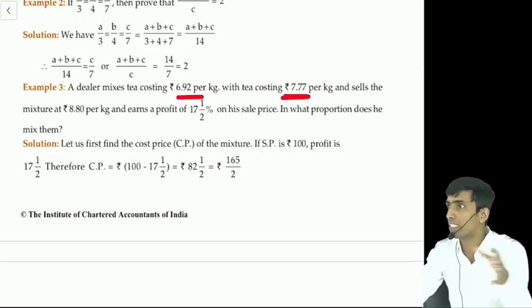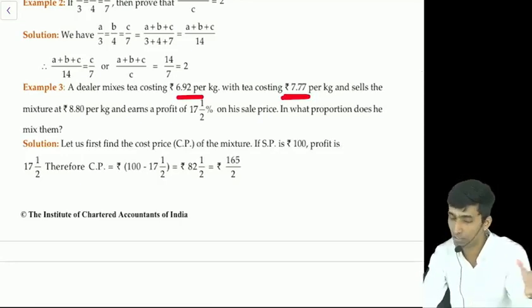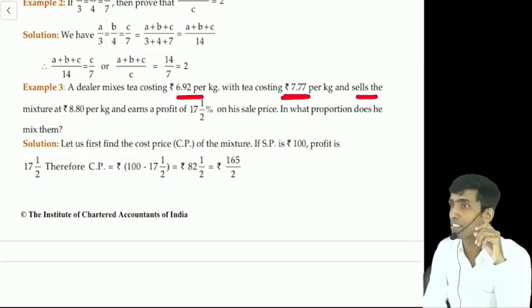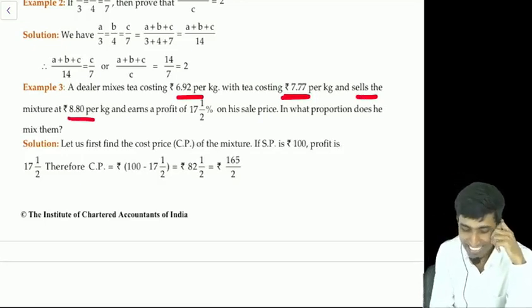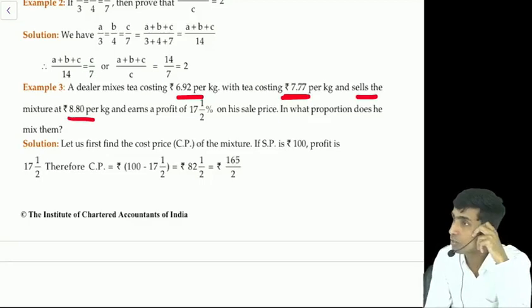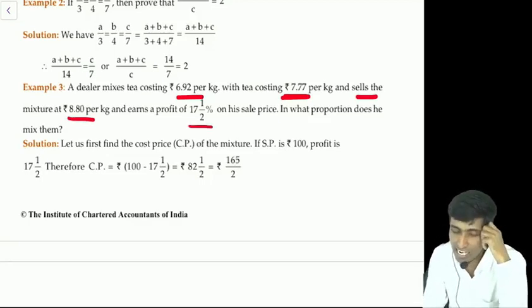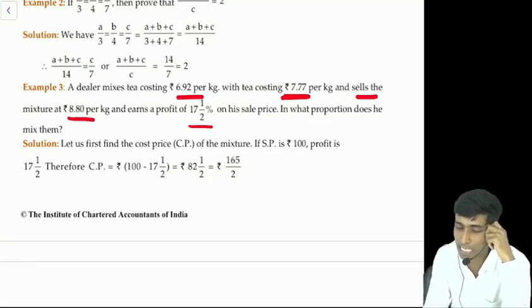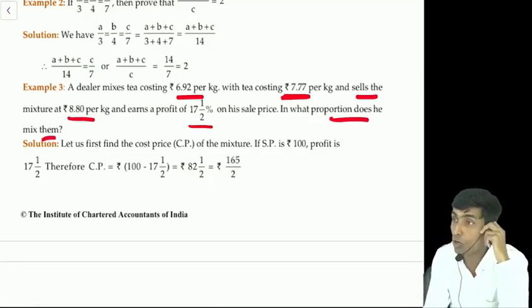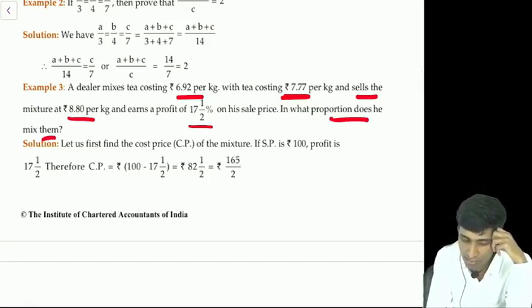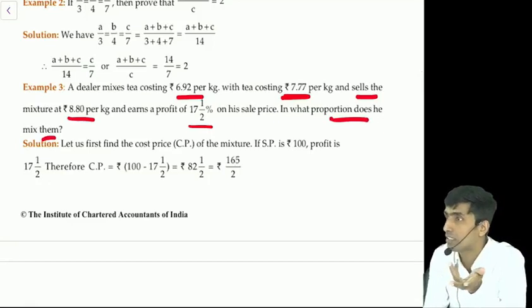Now he is mixing it. Mix means you understood. And sells the mixture. He sells the mixture at 8.80, and on the mixture he earns 17.5% profit on his sale price. In what proportion does he mix them? So let us first find the cost price of the mixture. Correct?